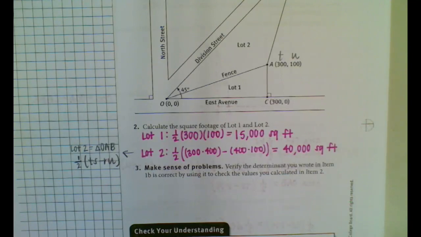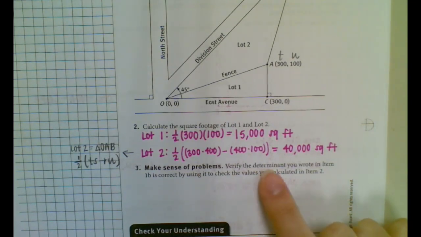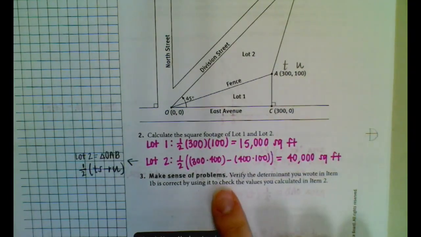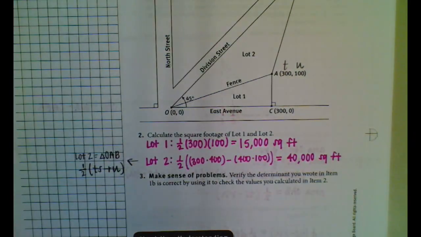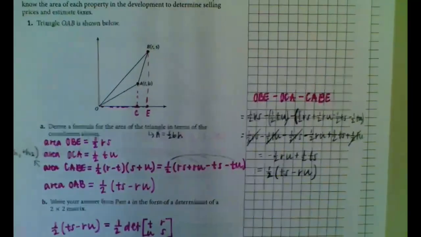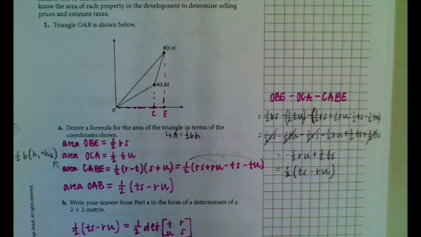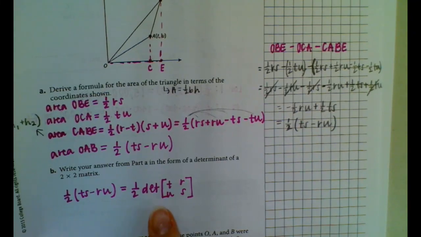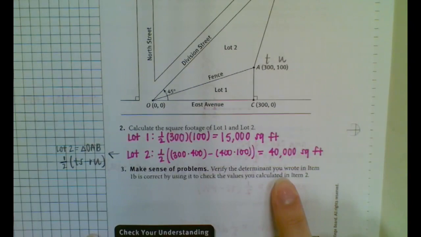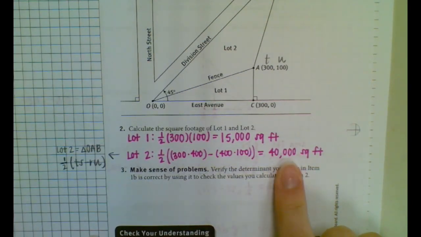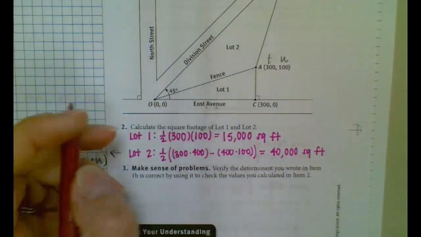All right, number 3 says, verify the determinant you wrote in item 1B, which was on the front, is correct by using it to check the values you calculated in item 2. So let's go back to 1B real quick. Right here, this guy, we need to use that to verify that it equals what we calculated in number 2 for lot 2.